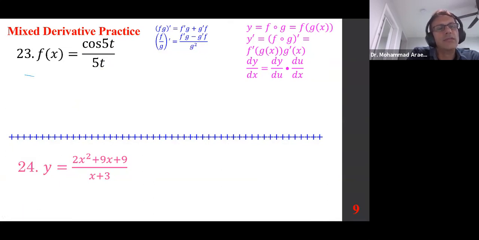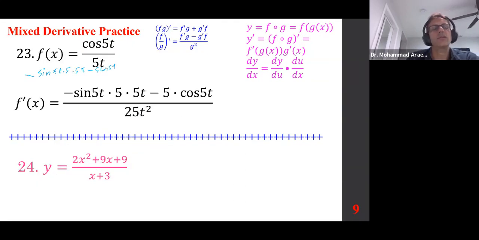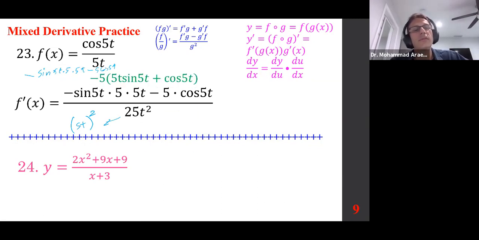So we have negative sine 5t times 5, and then times the denominator 5t right there, prime g. Now minus g prime, which is 5 times cosine 5t over the bottom squared, or 5t squared, or 25t squared. This is 5t quantity squared. Practically, you're done. I hope you see that the numerator, you can take out a common factor of -5.